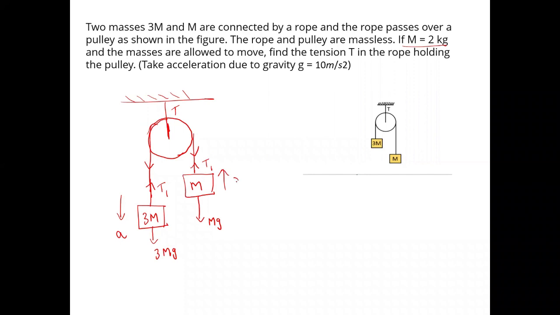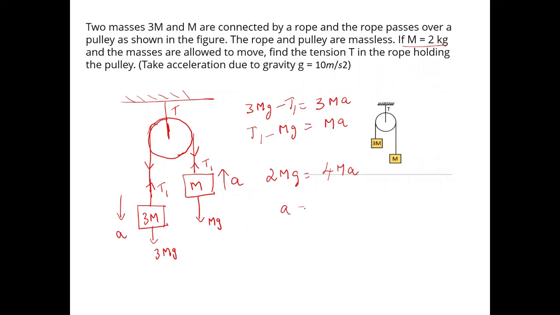So this heavier mass will move down, lighter mass is going to move upward. So if I write the equation for this 3m, 3m is moving in the downward direction. So 3mg minus T1 is equal to the net force. Actually, I should have written this 3ma. For mass m, it is moving in the upward direction. So it should be T1 minus mg. So I'm going to add these two equations. When I add, I get 2mg is equal to 4ma. So a, I'm getting it as g by 2.